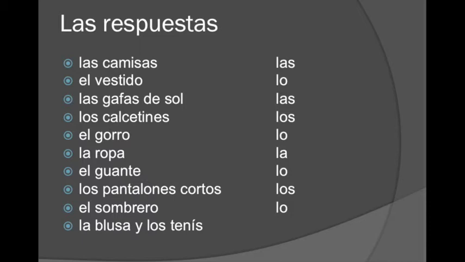And la blusa y los tenis, because there is one masculine noun and it is plural, is going to be los. So as you can see, most of the definite articles serve as the direct object pronouns, except for the masculine singular el, which will change to lo.